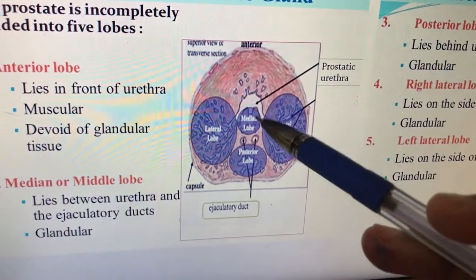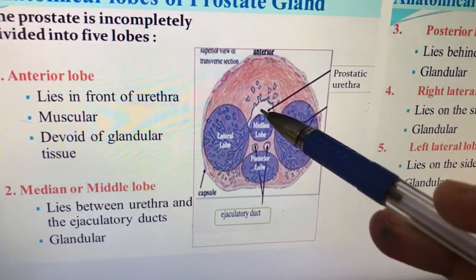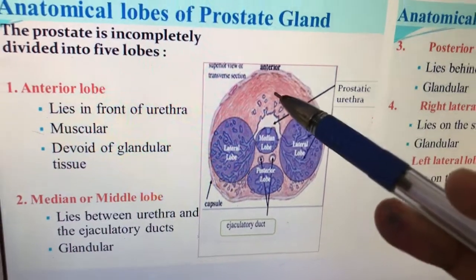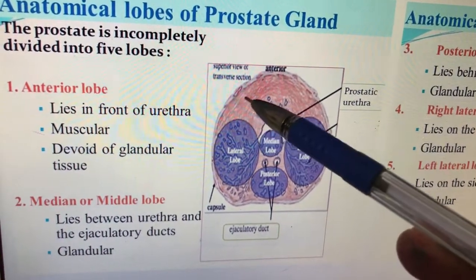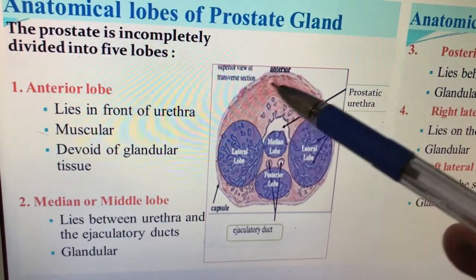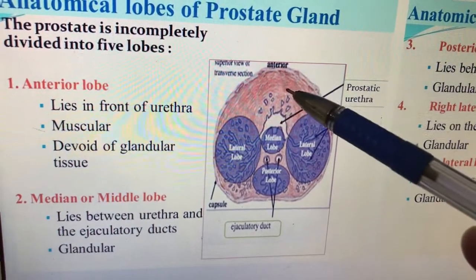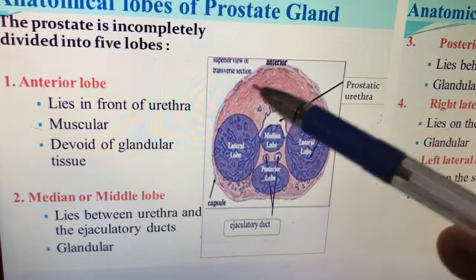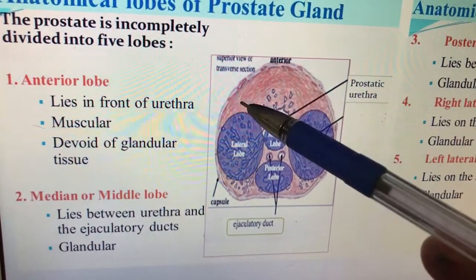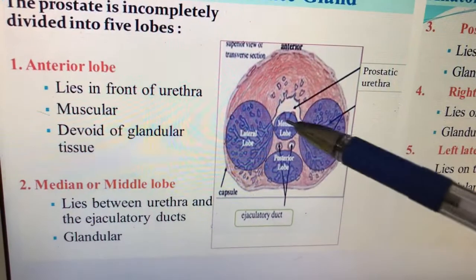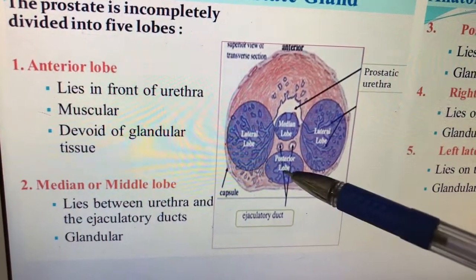You can see the prostatic urethra is here. In front of the prostatic urethra, it is full of fibrous and muscular tissue, isn't it? Brown color I have given. So it is called the anterior lobe, which is devoid of glandular tissue. No glandular tissue, full of fibromuscular stroma, with the least quantity of glandular tissue. So this is one. And then posteriorly all the other lobes are present.